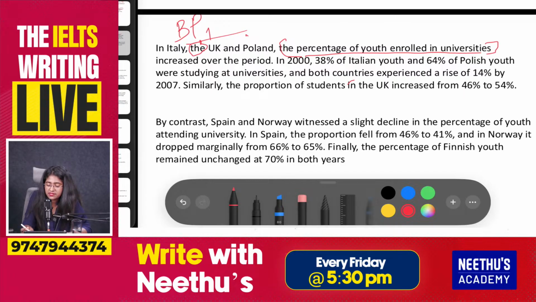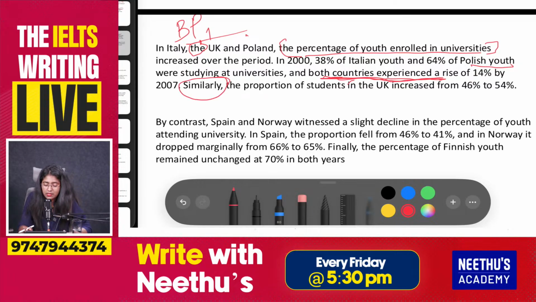Look at the way they've said it. This is a different way of saying what percentage of students studied at universities. So 38% of Italian youth, 64% of Polish youth were studying at universities. And both the countries experienced a rise of. So both the countries experienced. So this is another thing that you can learn. Both the countries experienced a rise of 14% by 2007. Similarly, the proportion of the students in the UK increased from 46 to 54%. So use of the word similarly.